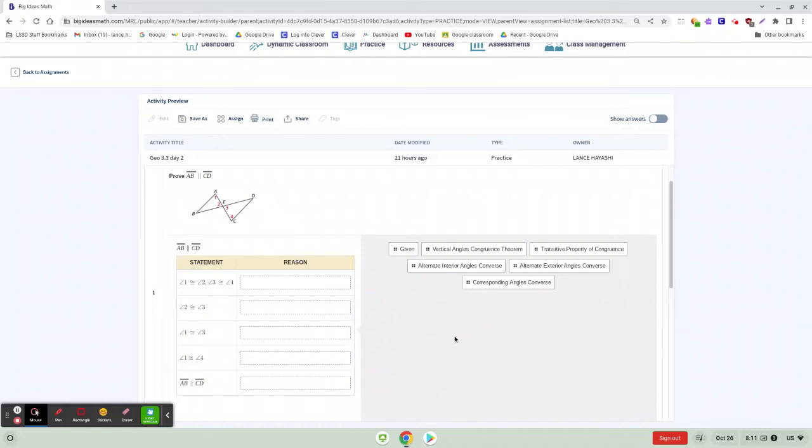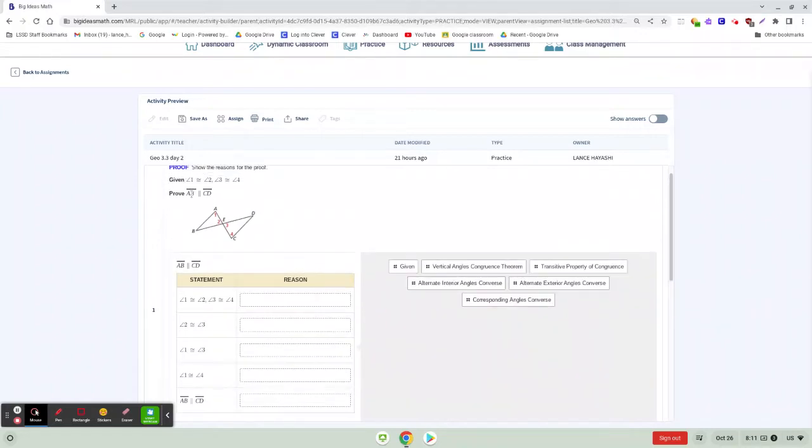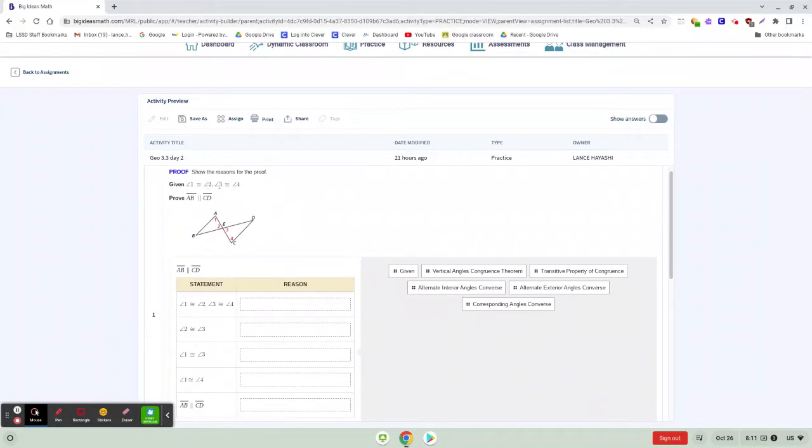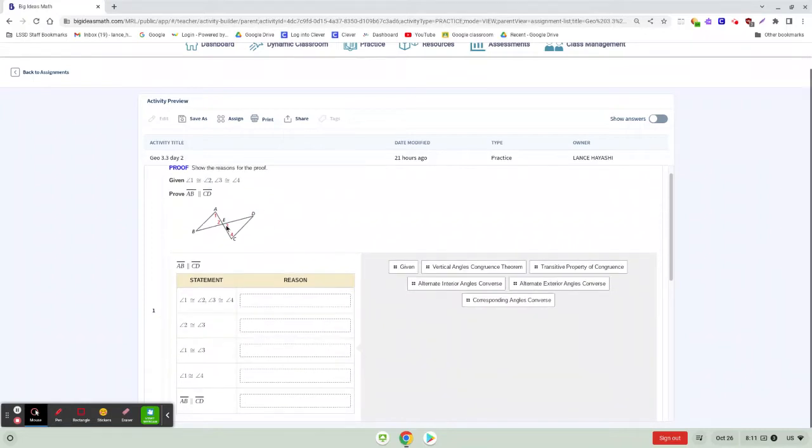Okay, this is the first problem on Geometry 3.3 Day 2, and you want to provide the reasons for each of the statements that are given. If you look above, it's given that angle 1 is congruent with angle 2 and angle 3 is congruent with angle 4. You're trying to prove that segment AB is congruent to segment CD. So for the first statement, angle 1 is congruent to angle 2 and angle 3 is congruent to angle 4. That's definitely given. The next statement, angle 2 is congruent to angle 3.